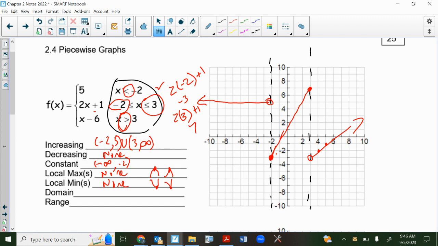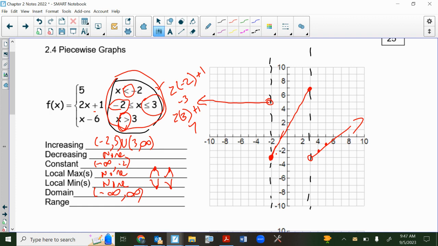Okay. Now the domain, you can either use your graph, depending on what equations they give you. So it's saying, okay, from negative infinity to negative 2, not inclusive, but then it's included down here, which means in the whole graph, negative 2 is included. Then from negative 2 to 3, it's all included. And then from this part, 3 is not included, but we already included it in the other one, to infinity. So this domain is negative infinity to infinity.